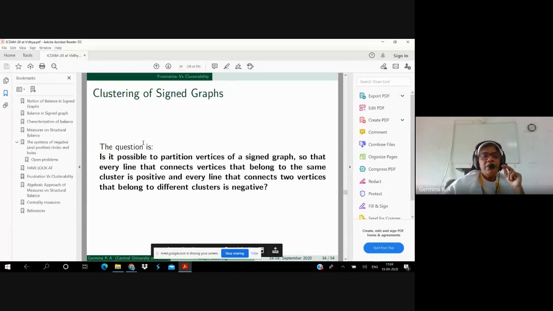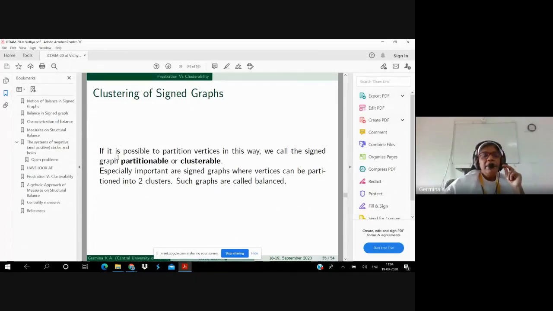Let us go back to the clustering of signed graphs. A beautiful question is, is it possible to partition the vertices of a signed graph so that every line that connects vertices that belong to the same cluster is positive and every line that connects two vertices that belong to different clusters is negative? If it is possible, then the clustering of signed graphs is possible.